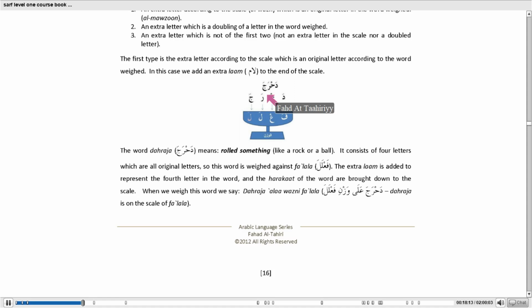So now, when you look into the dictionary, you're going to search for all of those letters together, not just 3. So you're not just going to look in the dictionary for the dal, the ha and the ra. No, you're going to look for the dal, the ha, ra, and jim. Clear?